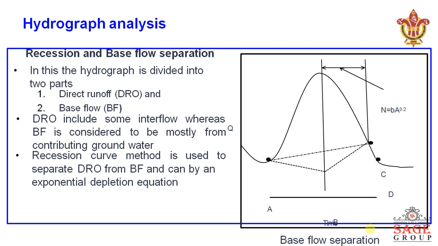So, hydrograph analysis, recession and base flow separation. These are the techniques which are used for the hydrograph analysis. In this, the hydrograph is divided into two parts. First one, direct runoff, and second one, base flow. Direct runoff ordinates include some interflow, whereas base flow is considered to be mostly from contributing groundwater. Recession curve method is used to separate direct runoff from base flow by an exponential depletion equation.